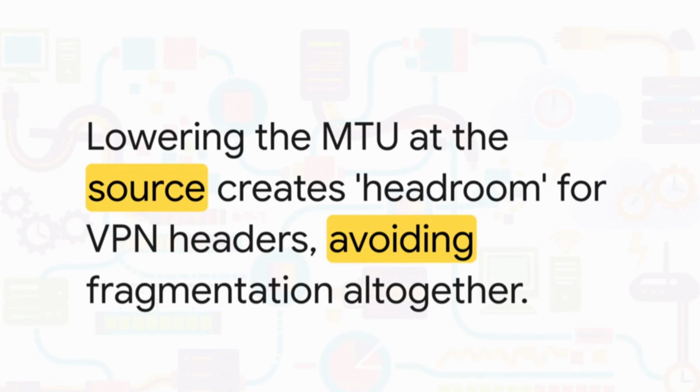And here it is. This is the big aha moment. The reason you would lower the MTU on your own computer is to be proactive about this. You intentionally tell your machine to send a slightly smaller packet, maybe 1,400 bytes instead of 1,500. This creates some headroom, leaving just enough space so that when the VPN adds its own headers, the final packet is still under that 1,500-byte limit. You completely avoid fragmentation before it even becomes a problem.